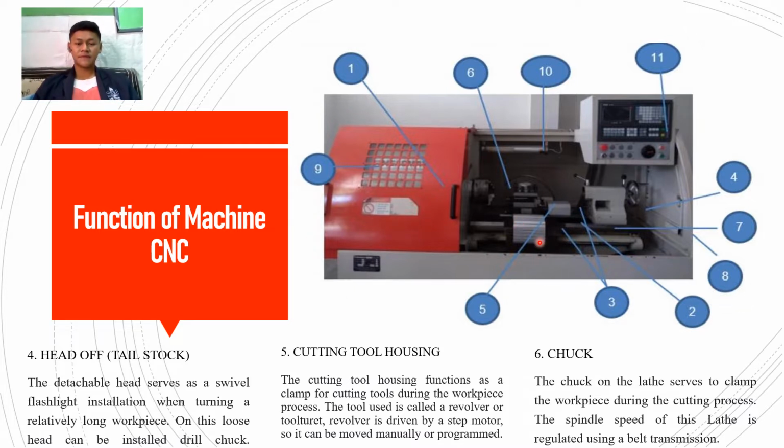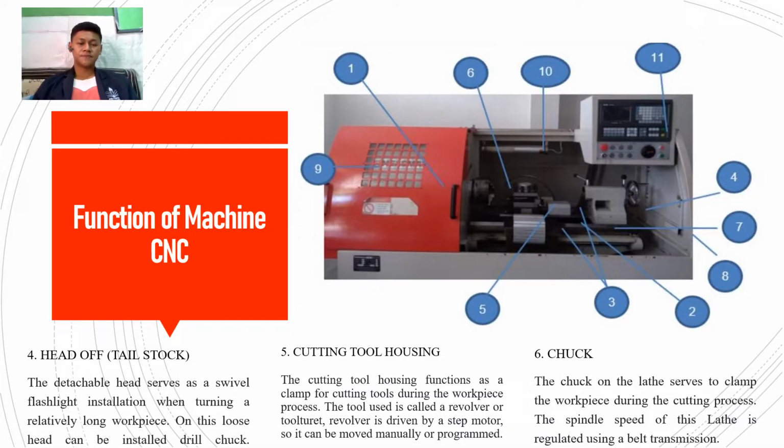Five, cutting tool housing. The cutting tool housing functions as a clamp for cutting tools during the workpiece process. The tool used is called a devolver or tool turret. The devolver is driven by a step motor, so it can be moved manually or programmed. Six, chuck. The chuck on the lathe serves to clamp the workpiece during the cutting process. The spindle speed of this lathe is regulated using a belt transmission.